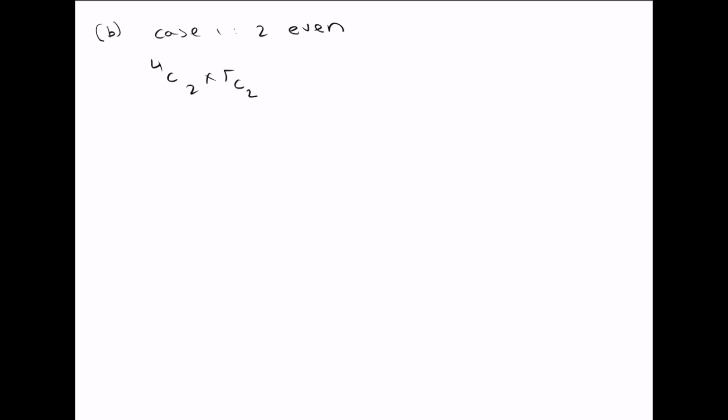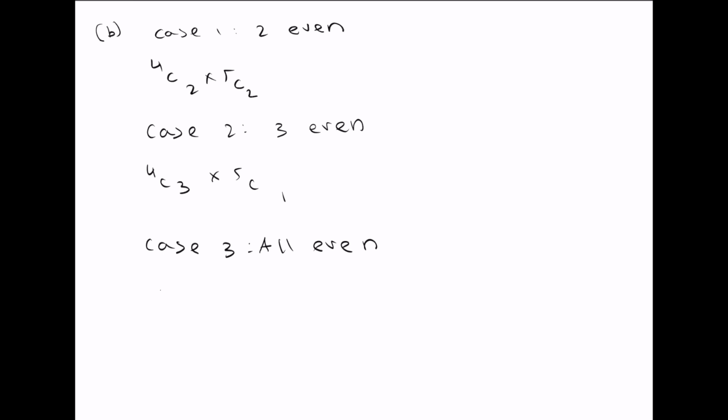And then case 2 is when 3 are even. So we get 4 choose 3 times 5 choose 1. And then case 3 is when all 4 selected cards are even. So it's just 4 choose 4. And that's your answer. So you just add 4 choose 2 times 5 choose 2, plus 4 choose 3 times 5 choose 1, plus 4 choose 4.